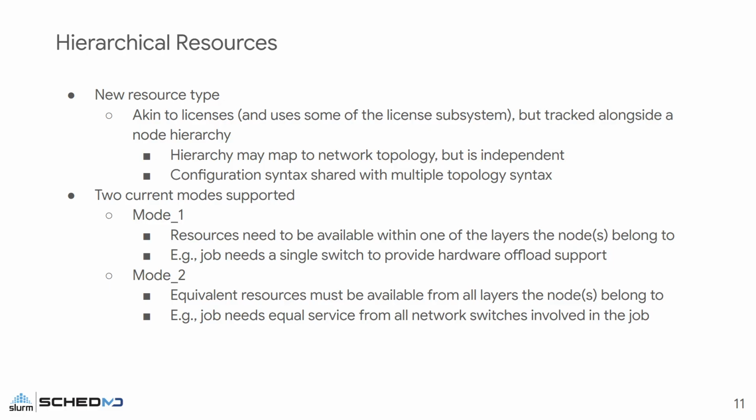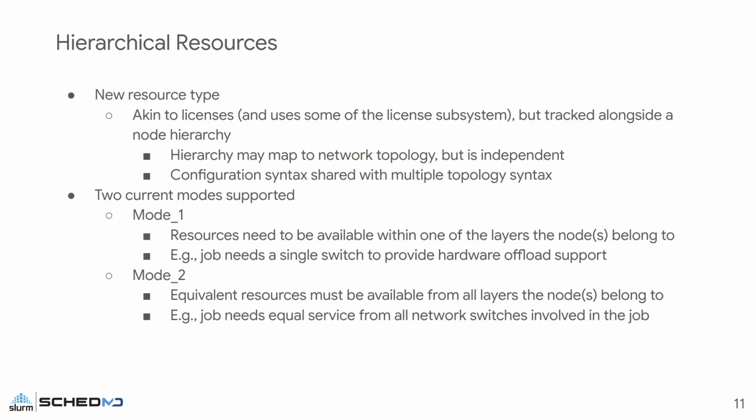Another totally new subsystem that came in, and this will get expanded on considerably into the 2511 release when we talk about that in a little bit, is this idea of hierarchical resources. This is a new resource type to Slurm. It's similar to licenses and actually built off of some of the other internal license subsystems, but tracked against a hierarchy of nodes in the cluster. That hierarchy probably has a close resemblance to the network topology that you've defined in the system, but this is intentionally independent of that to give you some flexibility in how these are set up and managed.